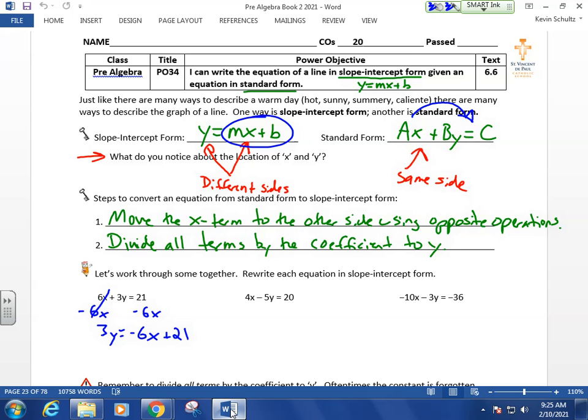All right, step 2. It says divide all terms by the coefficient to y. What is the coefficient to y? Yeah, 3. So I'm dividing everything by 3. All terms get divided by 3, which includes the 3y, that includes the negative 6x, and it includes the 21.